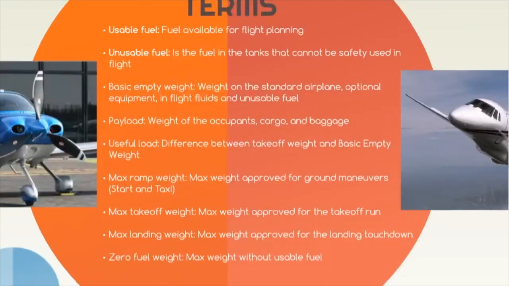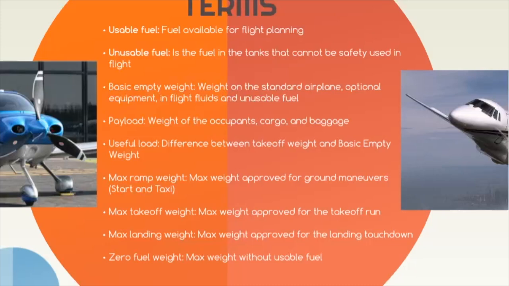Here are some important terms we're going to know. So, what's the useful fuel? Fuel available for flight planning. Unusable fuel is the fuel in the tanks that cannot be safely used in the flight. It remains inside the system. Basic empty weight: weight of the standard airplane, optional equipment, inflight fluids, and unusable fuel.